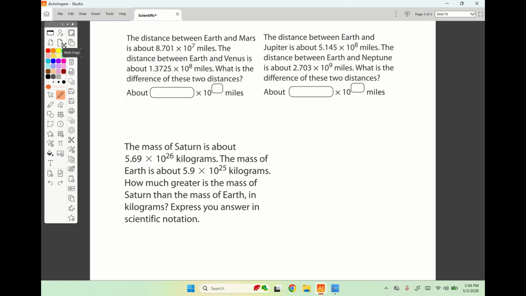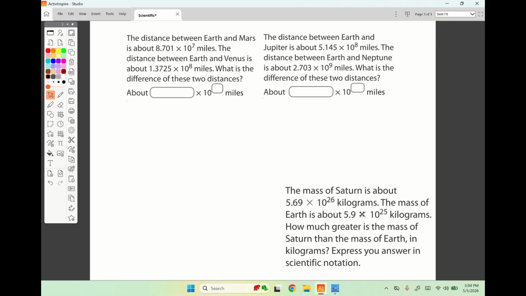So it's distance, so your answer can't be negative. Make sure you remember that. And you're just subtracting your values. So let's subtract 1.3725 times 10 to the 8th power. Subtract from that, you're going to subtract the 8.701 times 10 to the 7th.